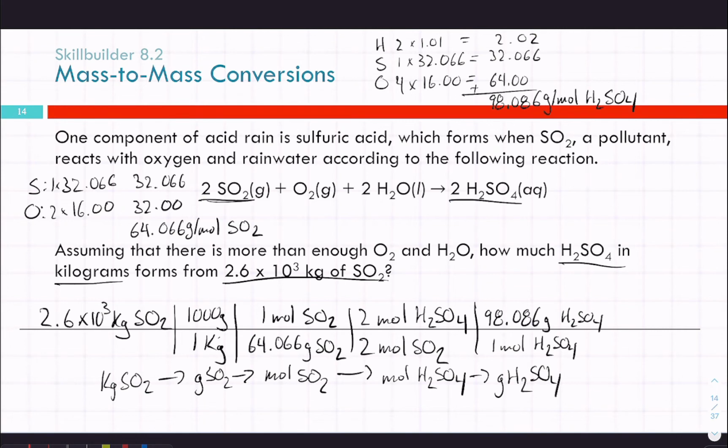Are we done there? One more step. Almost done. But we have to go to kilograms. So that'll be just the reverse of what we did up front.